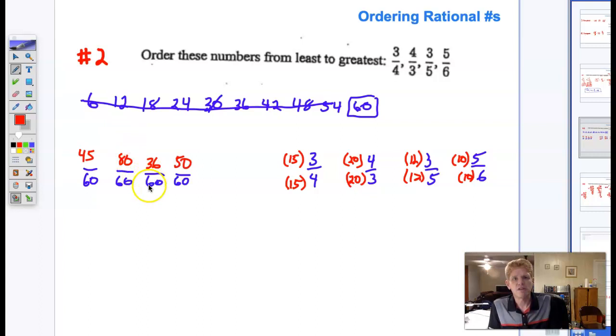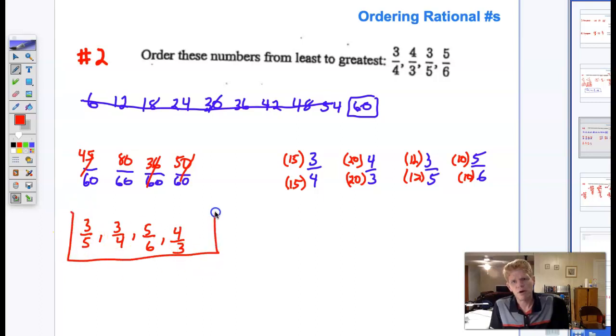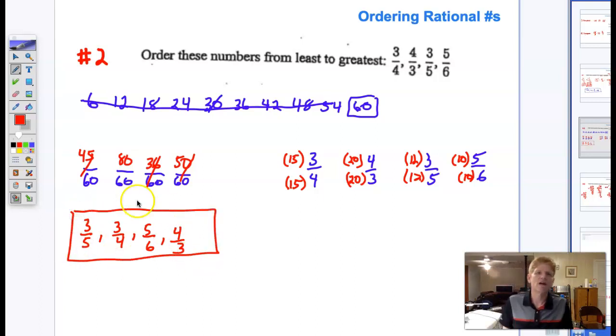And then I just put these in order, right? So the first one is going to be 36 sixtieths or 3/5. So that one will come first. And then we have 45 sixtieths, and that's 3/4. And then we have 50 sixtieths, and that's 5/6. And then we have 80 sixtieths or 4/3. And we've put them all in order. Once again, you can punch those in your calculator and do it as well.